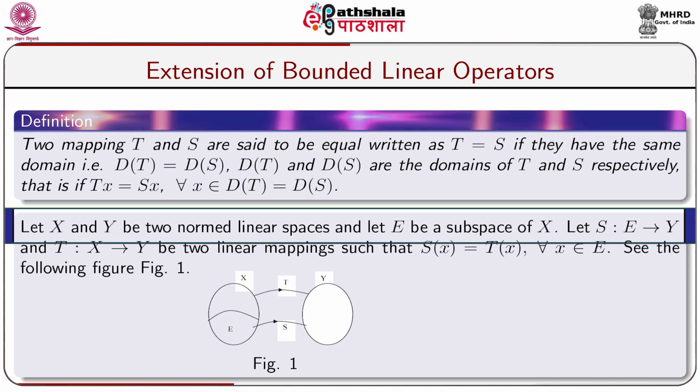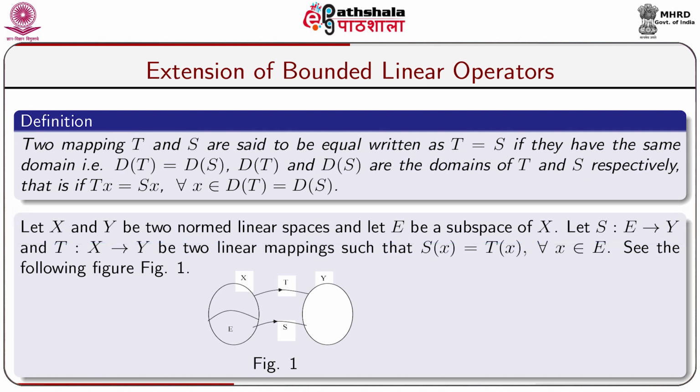Let X and Y be two normed linear spaces and let E be a subspace of X. Let S be a mapping from E to Y and T be a mapping from X to Y, such that Sx = Tx for all x belonging to E. See the following figure, figure 1. Let E be a subset of X, S a mapping from E to Y, and T a mapping from X to Y.